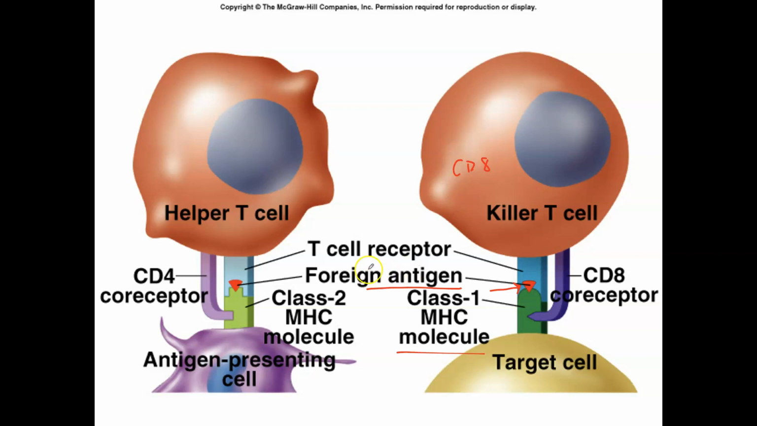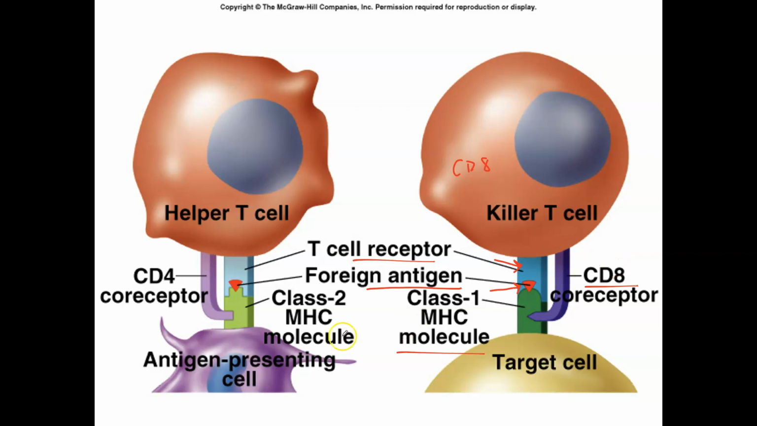So cytotoxic T cells are able to use their T cell receptor. Cytotoxic T cells can use their T cell receptor and their CD8 co-receptor to bind with the class 1 MHC that is presenting the antigenic fragment. So there's an interaction between the two cells.